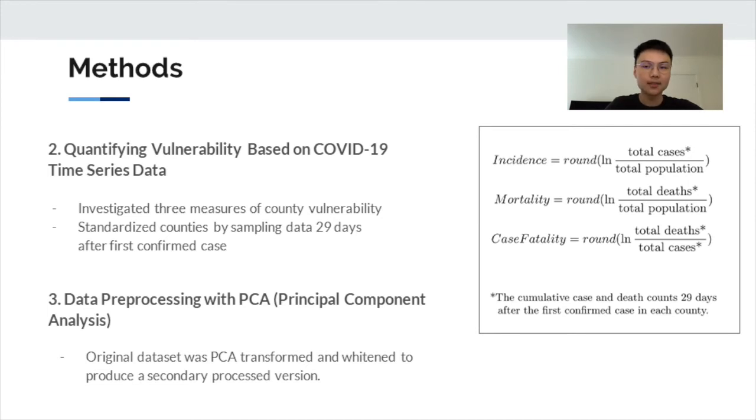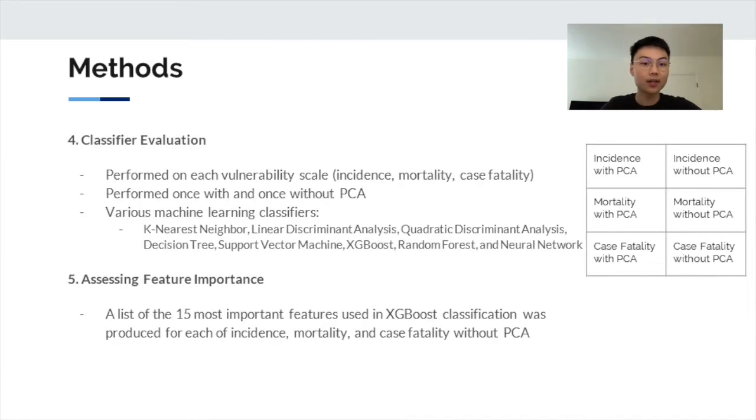For data pre-processing, we prepared a second data set that is PCA transformed and whitened, as some classifiers benefit from this type of data pre-processing. To evaluate our classifiers, classification was done on each vulnerability measure with and without PCA. We evaluated classifier accuracy for each classifier listed on screen with threefold cross-validation after some parameter optimization. For feature importance, the importance of each feature was assessed for each of the vulnerability measures without PCA using the getF-score function located in the XGBoost package.